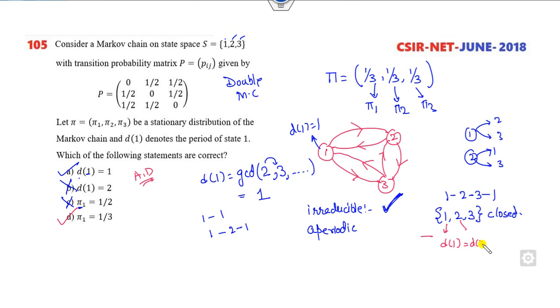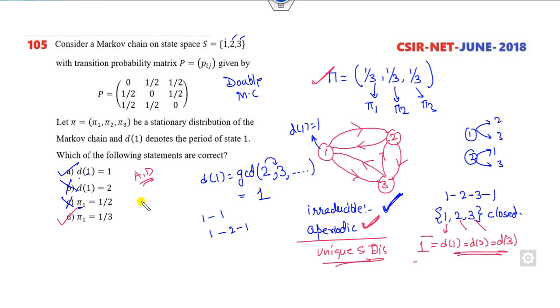So we prove that the period of 1 is 1. So all the states have period 1, so it is an aperiodic state. Now once it's irreducible and aperiodic, it has a unique stationary distribution. And that stationary distribution will be here. In this case, is it irreducible? Yes. Aperiodic? Yes. Unique distribution? Yes.